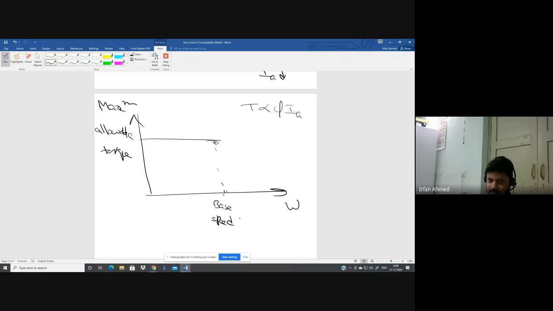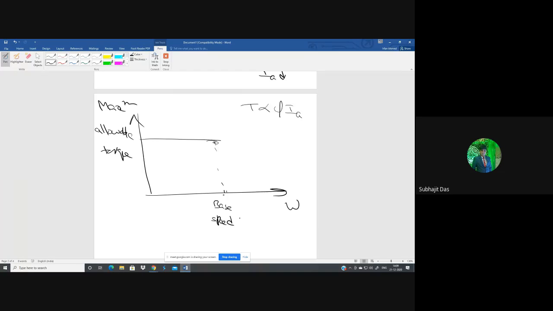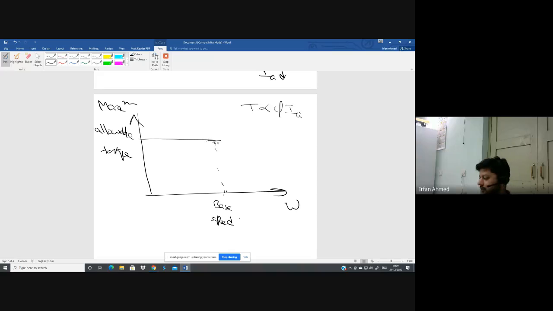Because the field control method is going to be used, you are going to decrease the flux. So after this, torque simply decreases; this will be the characteristic after the rated speed. This characteristic is at constant torque, and this one is at constant what?